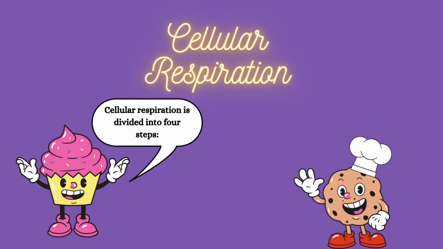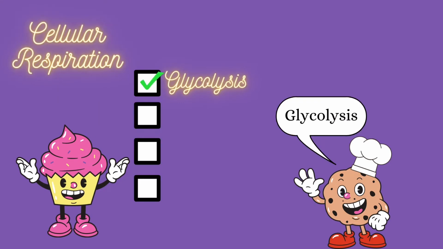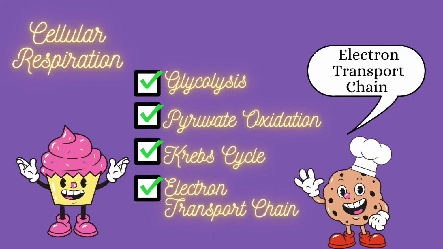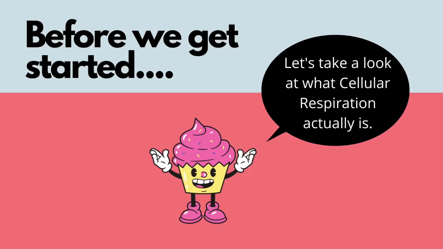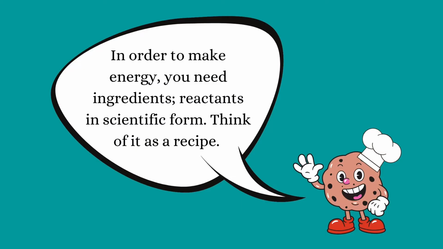Cellular respiration is divided into 4 steps. Glycolysis, pyruvate oxidation, the Krebs cycle, and the electron transport chain. Before we get started, let's take a look at what cellular respiration actually is. Cellular respiration is the process in which organisms consume and break down glucose to create energy in the form of ATP. In order to make energy, you need ingredients.